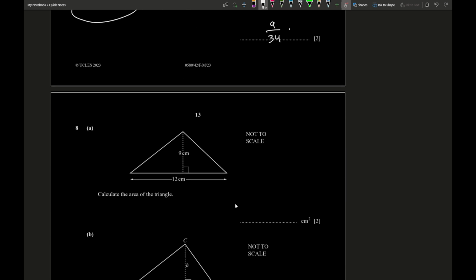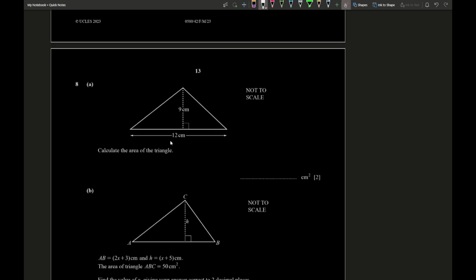On to question number 8a. Calculate the area of the triangle. The area of a triangle is given by the formula area is equal to half times base times height, which is half times 12 times 9, which is equal to 6 times 9, which is 54 centimeters squared.